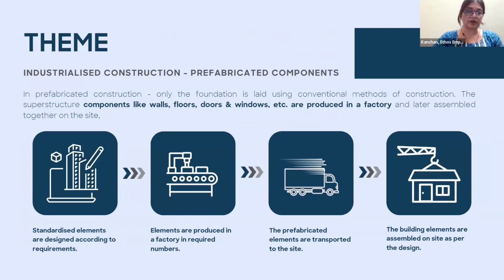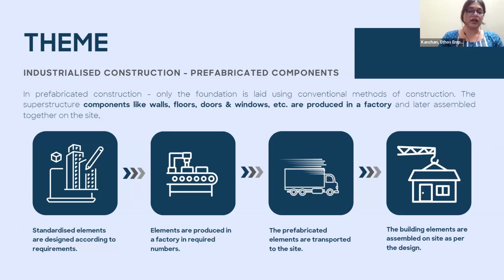What will happen is the foundation will be laid through conventional methods of construction, and the superstructure elements like walls, floors, doors and windows can be produced in a factory, brought to site and assembled thereafter. The first step in the process would be standardizing these elements: the wall panels, floor panels, doors, windows, elements of your facade or balconies, and entire toilets. They can also be prefabricated.